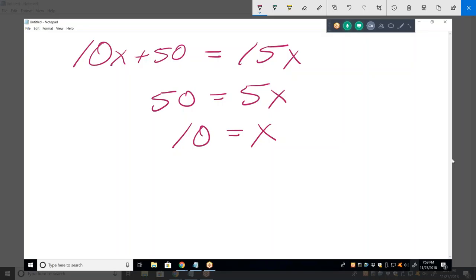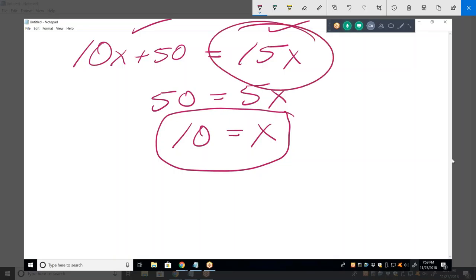the two prices will be the same. In other words, if you joined this gym and you stayed there exactly 10 months, it wouldn't matter whether you use that or that. But anything greater than 10 months, that's going to be more expensive.